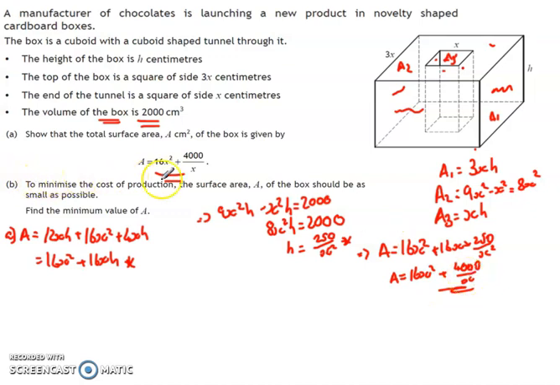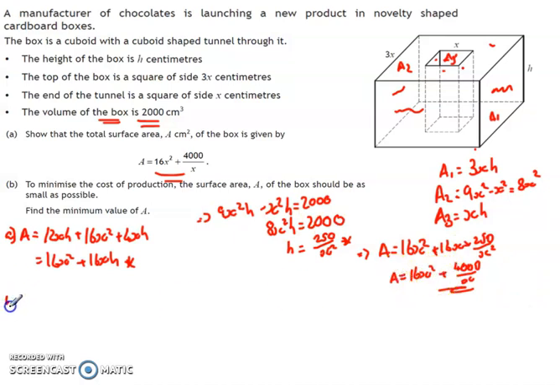Second part here is to minimise the cost of production, the surface area should be as small as possible. Find the minimum value of A. So minimising or maximising surface area, volume, any sort of property to do with shapes, we look at the derivative. Remember, derivative means rate of change. So to maximise and minimise it, I want to know where the rate of change is 0. So I'm going to calculate the derivative of A, set it equal to 0, and solve it.